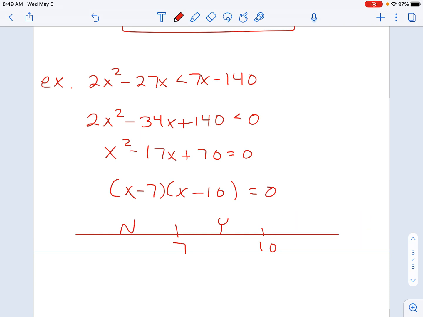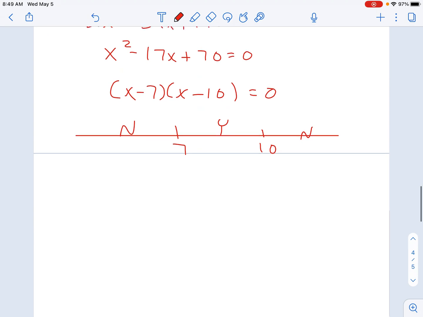And then I'll plug in something to the right of 10, like a million. If I plug in a million, this will be a huge positive number, which will greatly outweigh those things. And that is not going to be less than 0. And so I have my solution area is between 7 and 10. It is exclusive of the boundary areas because I'm not less than or equal to, I'm just less than. So my answer is going to be from 7 to 10.